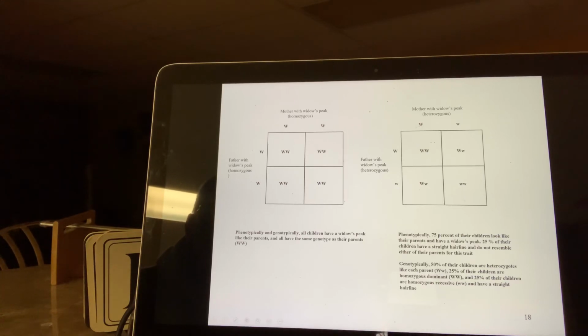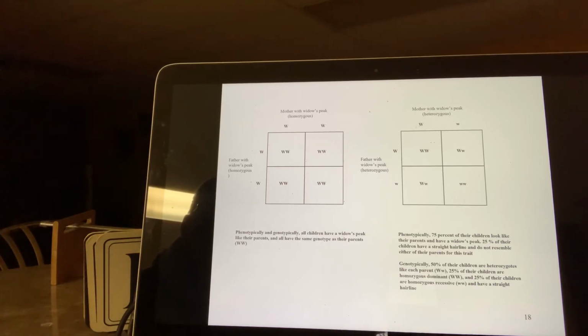In other words, if the mother is homozygous dominant and the father is homozygous dominant, every one of their children will be homozygous dominant. 100% of them will be phenotypically similar to the parents and have a widow's peak, and genotypically be the same as the parents, with 2 dominant alleles.